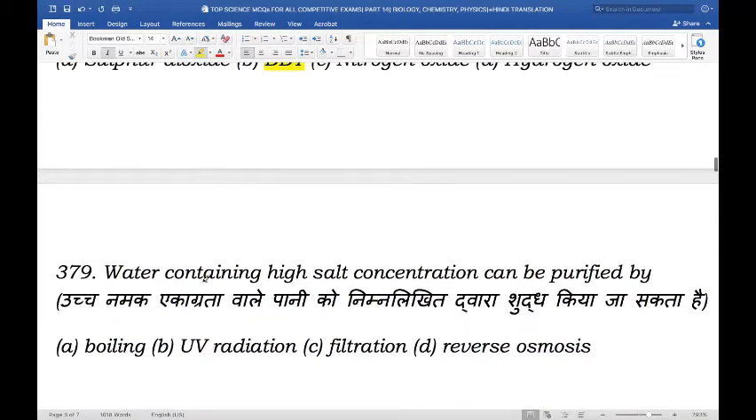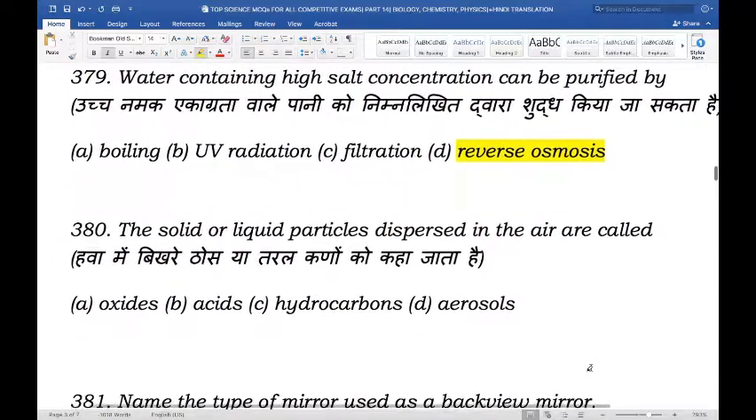Next question. Water containing high salt concentrations can be purified by. So how can saline water be purified? Can it be purified through boiling, through exposure to UV radiation, filtration, or reverse osmosis? And the right answer here is reverse osmosis. Water containing high salt concentration can be purified by the process of reverse osmosis. Reverse osmosis is an effective way to remove some unwanted molecules from the water. In the reverse osmosis process, water is made to pass through a membrane, which leads to the separation of water and salt. Next question.